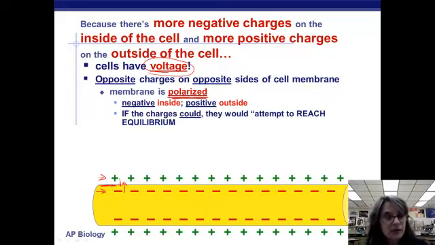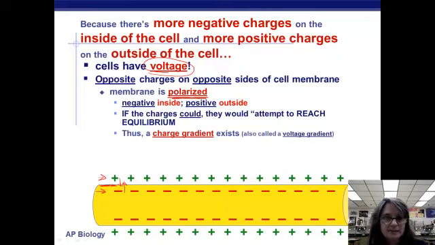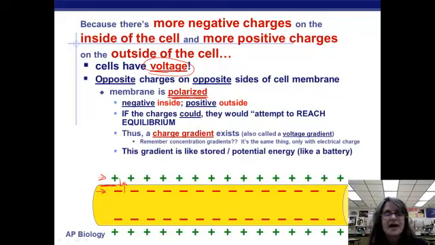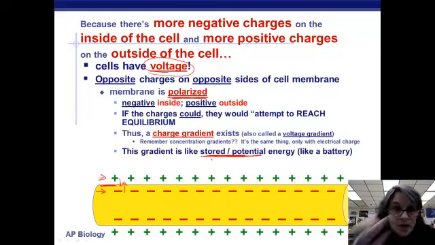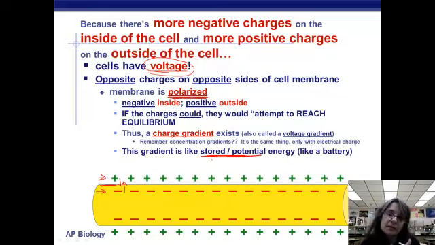Again, they would reach equilibrium if they could, but they can't because that cell membrane is semi-permeable and it's not allowing that movement. Okay. So you can think of this as a charge gradient, like a concentration gradient, and you need to think of this as being stored or potential energy. When you've got stuff that wants to move, but it can't move, that is stored energy there, just waiting for the dam to burst, okay? All right.